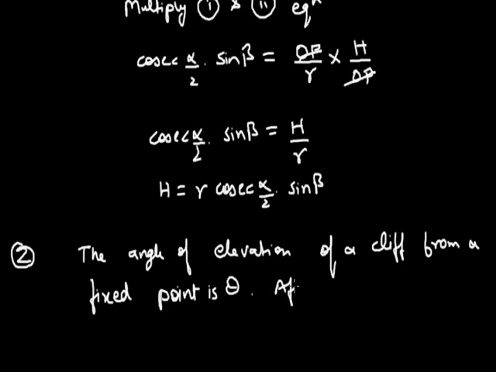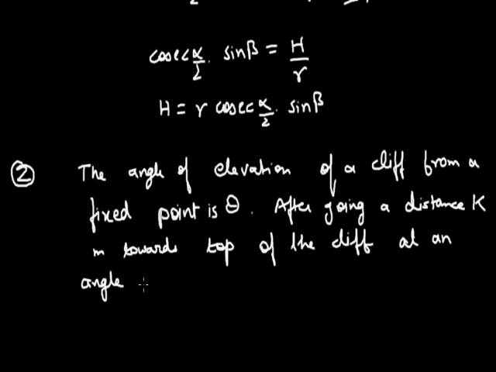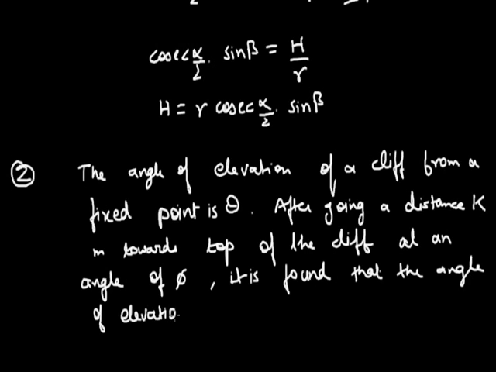After going a distance k meters, that is capital K is given, k meters towards the top of the cliff at an angle of phi, it is found that the angle of elevation of the cliff is alpha.